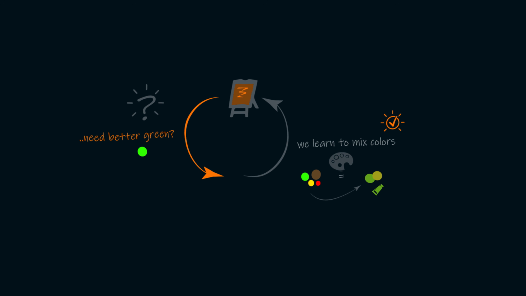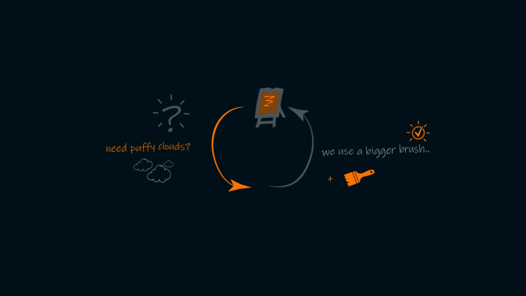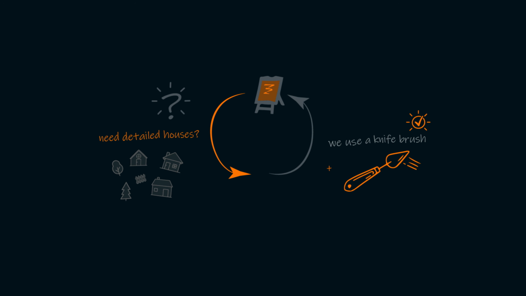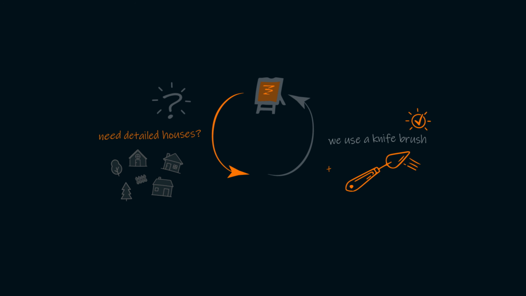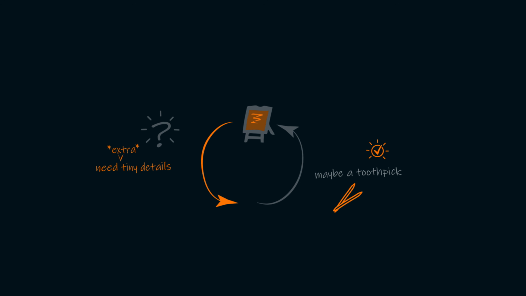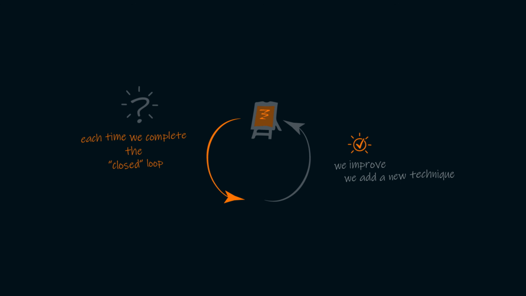And then we'd paint again. This time we'd try to paint the clouds and then learn that to get the puffy clouds, we could use a bigger brush. And to get the detailed houses way in the background of the painting, we could use a small knife brush or even a toothpick to scrape in some extra detail. Each painting we finish and each time we complete an attempt at our goal of painting the countryside, we complete our loop in learning. And each time we complete the loop, we've added a new technique that lets us fix a problem we ran into the last time we tried to paint our countryside.